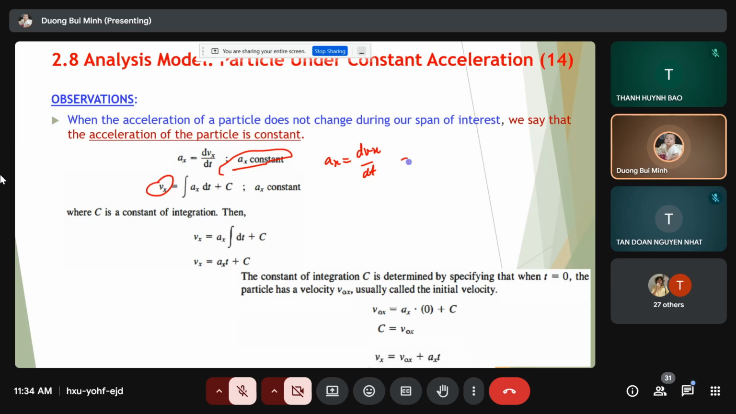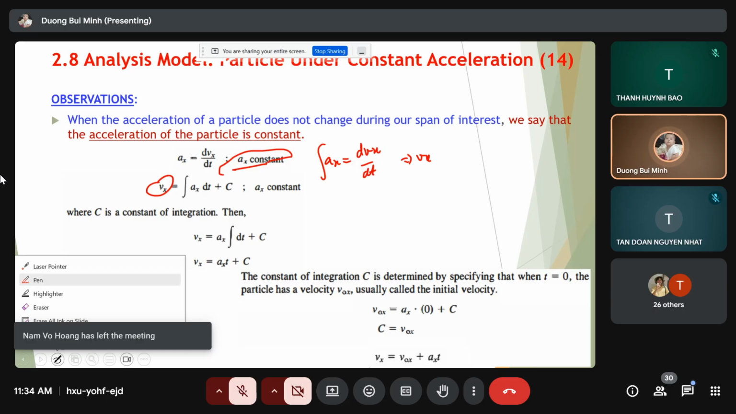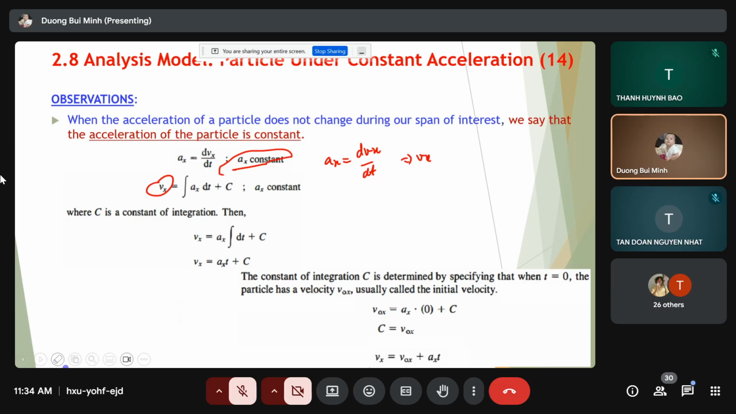So when we calculate Vx, we take the integration, right? If we move dt here, you get dvx equals Ax dt, right? And then we take the integrals of both sides. You can get Vx equals, what is it? Oh, this is... my writing is very messy. Okay, so now you get Vx is the integral of Ax dt plus c.